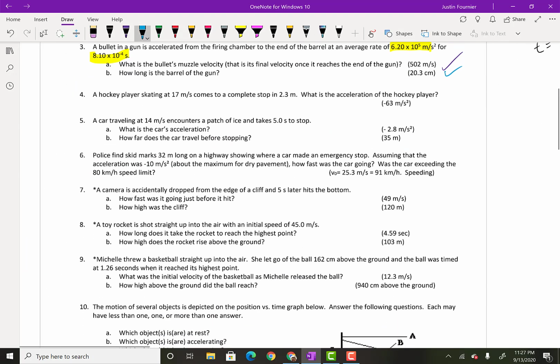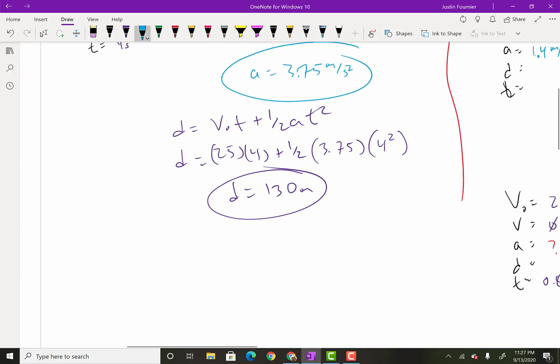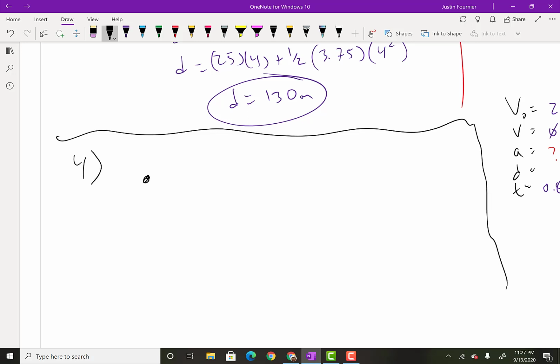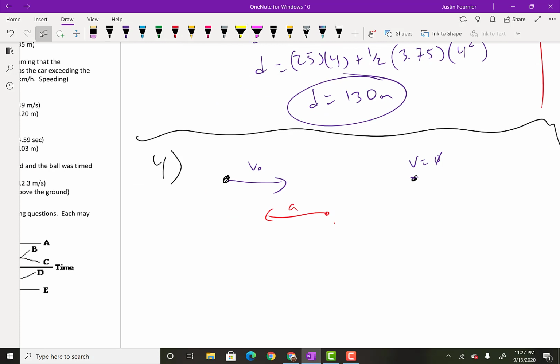Hey, all right. Next up, a hockey player skating at 17 meters per second comes to a complete stop. Whoop, that's a hint that the final velocity is equal to 0, in 2.3 meters. What is the acceleration of the hockey player? So let's go. This is number 4. At first the hockey player is moving, let's say it looks like that. And then the hockey player comes to a complete stop. So the final velocity is going to be 0. There's some initial velocity though. That means the acceleration has to be pointing to the left. So we can do a VOVAT.